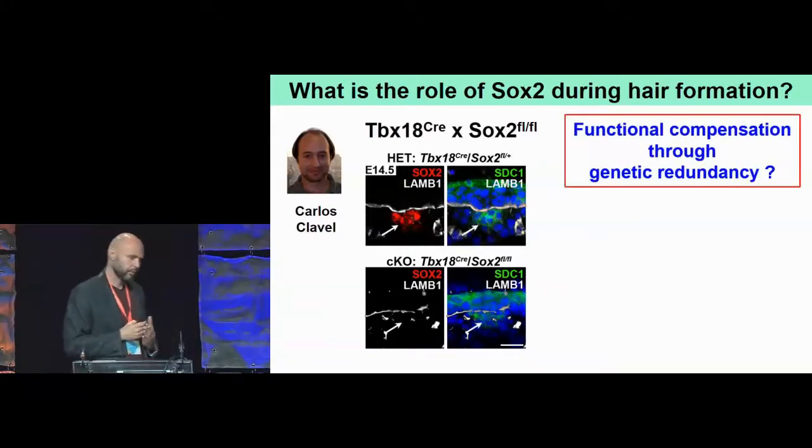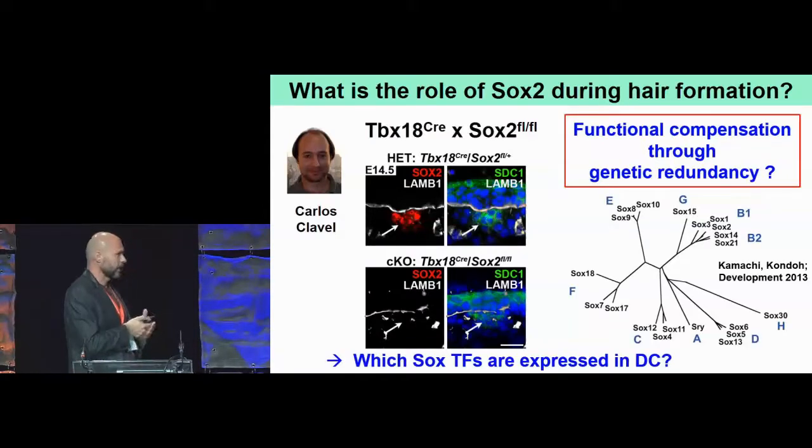And I do not have the time to show you, but we have knocked out several other genes that do not show a phenotype, and we really believe either these genes are evolutionary junk, or indeed the niche is a very protected environment. And for SOX2, we're digging deeper, and we're having now ongoing experiments to figure out which SOX could possibly compensate. And so first we need to find out which SOX family members are expressed in the dermal condensates. You can see here a phylogenetic tree.